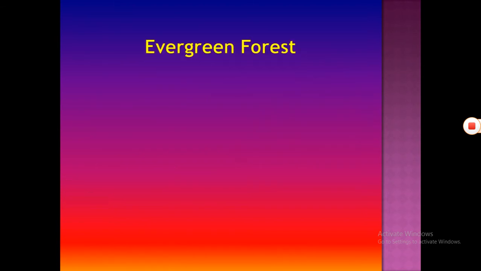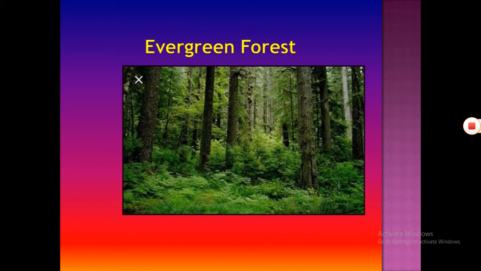First one, evergreen forest. Evergreen forests are found in places with hot climate and annual rainfall is about 200 cm. Here, the trees remain green throughout the year. They do not shed all the leaves at any particular time of the year. The trees are tall with a huge canopy. They yield hardwood which is used for building houses and making furniture.